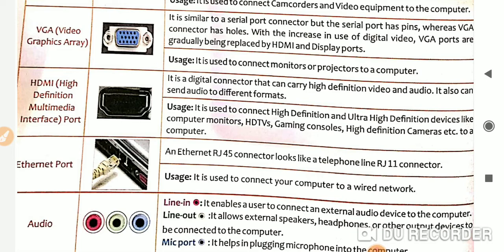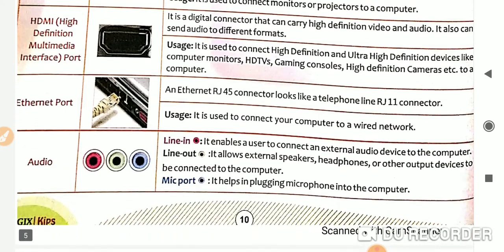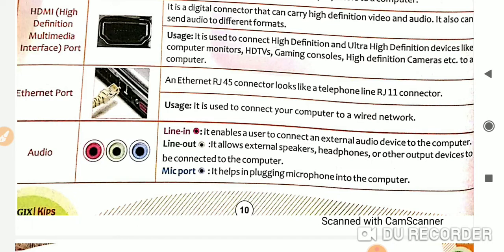Next is HDMI, that is High Definition Multimedia Interface port. The HDMI port is a digital connector that can carry high definition video and audio. It can also send audio in different formats. It is used to connect high definition and ultra high definition devices like computer monitors, HD TVs, gaming consoles, etc.